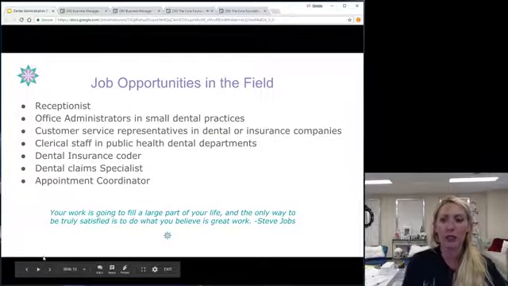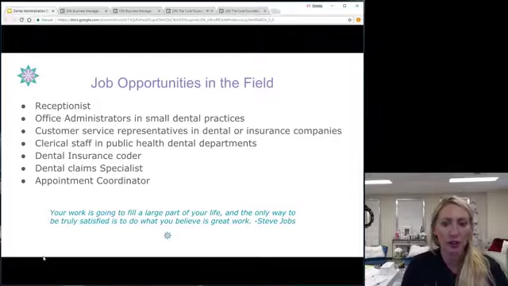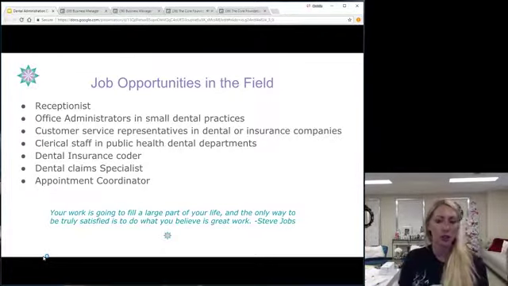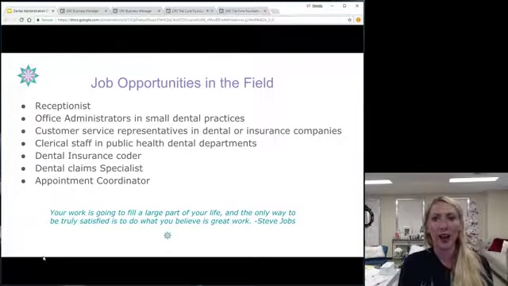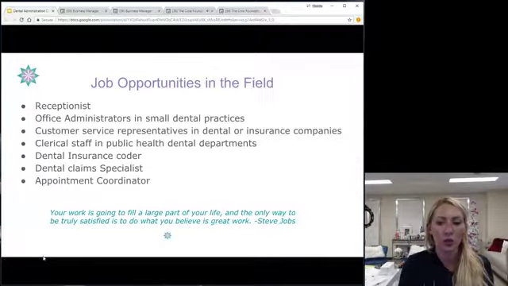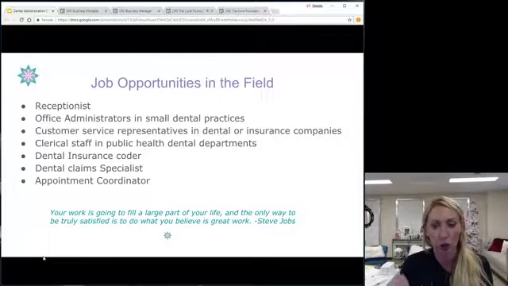Different job opportunities in this field: dental receptionist, office administrators in small dental practices, customer service representatives in dental or insurance companies, clerical staff in public health dental departments, dental insurance coder, dental claims specialist, appointment coordinator. There's just a whole variety of job descriptions out there that once you've taken this course, you could easily apply for and have that job based off of this short 12-week course.